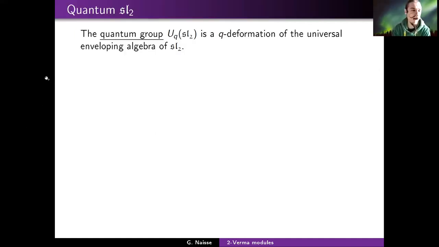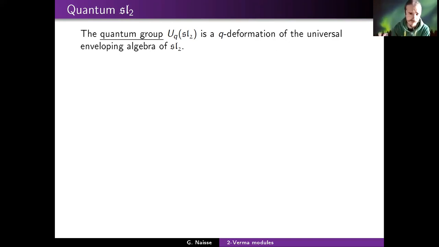Okay, and I guess that most of you already know about these quantum groups, but I still want to be sure that we are all on the same page. So let me recall what is quantum SL2. So usually you would look at your Lie algebra SL2 of 2x2 matrices of trace zero. And this Lie algebra admits a universal enveloping algebra, which is an infinite dimensional associative algebra, which has basically the same representation theory as the Lie algebra SL2.